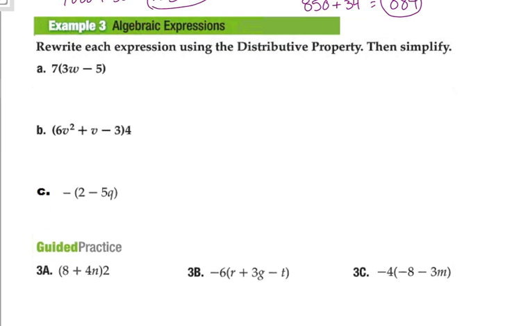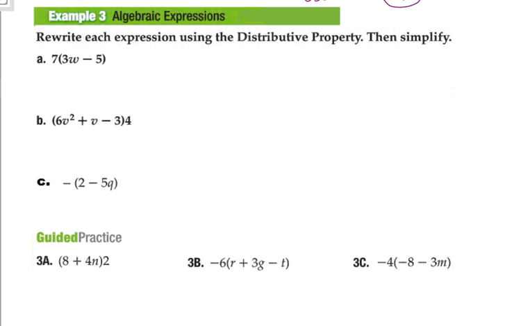Okay, moving on. Now actually looking at expressions with those variables in it. So what we're supposed to do is rewrite each expression using that distributive property, and then we're supposed to simplify. Well, we're getting pretty used to understanding that distributive means that we're going to take that 7 and we're going to multiply it by each of the pieces inside. So I'm going to start with 7 times 3w. I'm going to take my 7 times 3, which means 21, times the w, whatever that is.